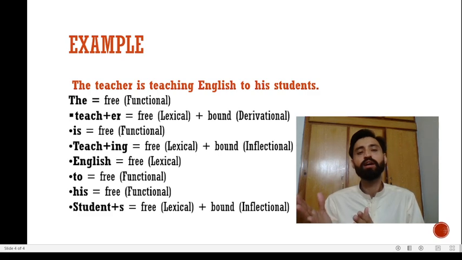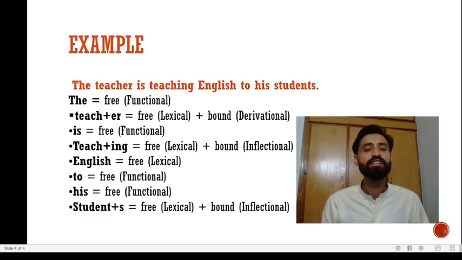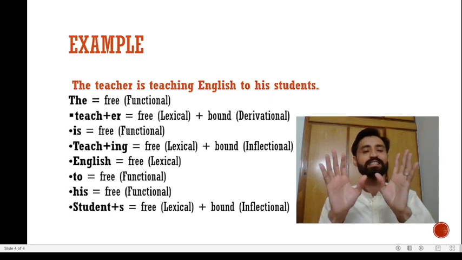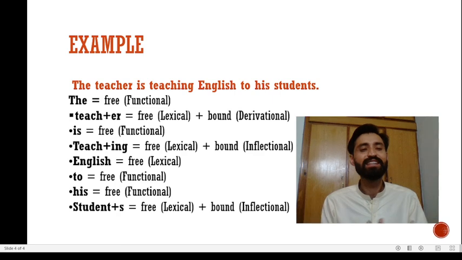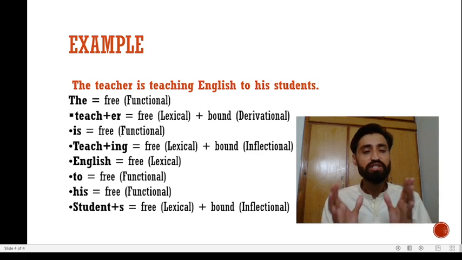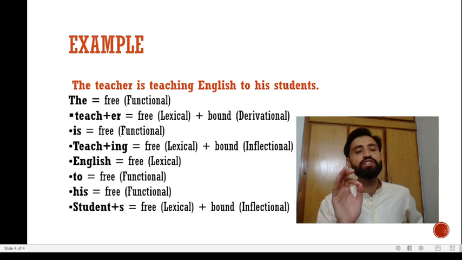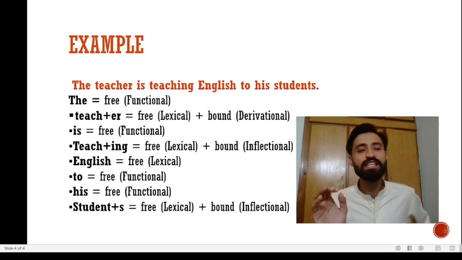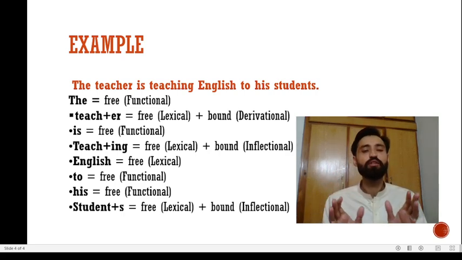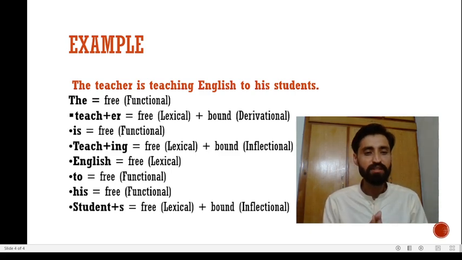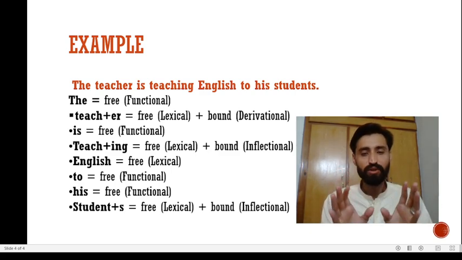If we look further at free morphemes, it is a functional morpheme, okay, because it doesn't make any sense. It cannot stand alone on itself, right? And the next one is teacher. Here you see teach with the addition of er. So teach is a free morpheme, a lexical morpheme, right? And it's a content word.